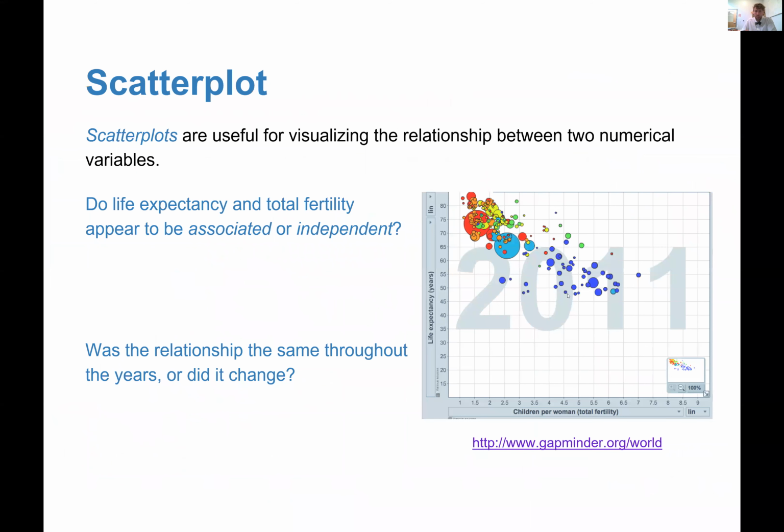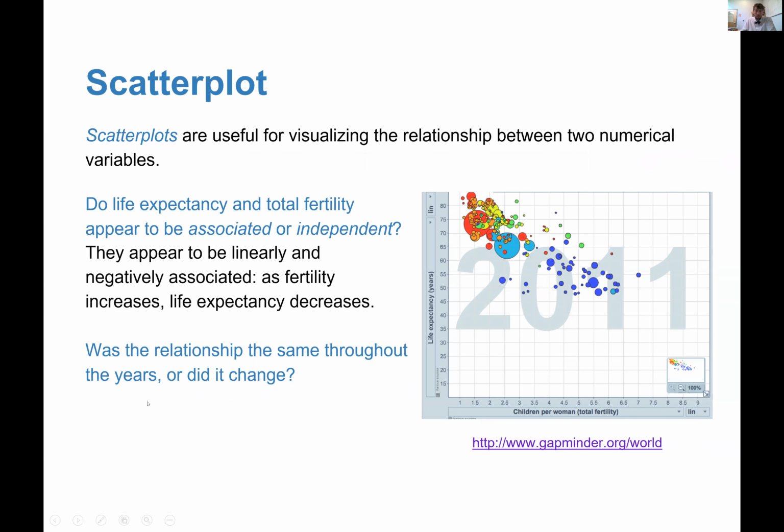So that's different from what I had on the slide. It's more interesting, in fact. In my case, the thing we looked at was income and life expectancy, and those did appear to be associated. In that case, it was positively associated, whereas the slide has fertility and life expectancy, which is negatively associated.